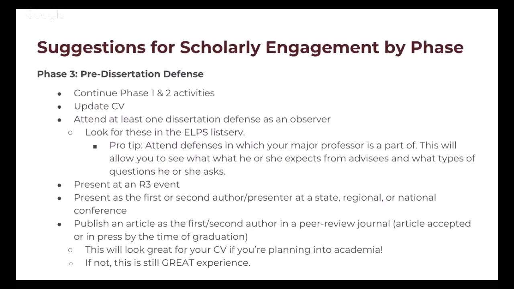And then lastly, I think this is a lofty goal, but a really great one to set for yourself. Try to publish an article, or at least submit an article to a peer review journal by the time you're reaching your dissertation defense phase. This is going to look great on your CV if you're planning to go into academia, and if not, it's still going to look great. It's great experience. It's something you should set as a goal for yourself. I think that every student should at least attempt to get published before they graduate.